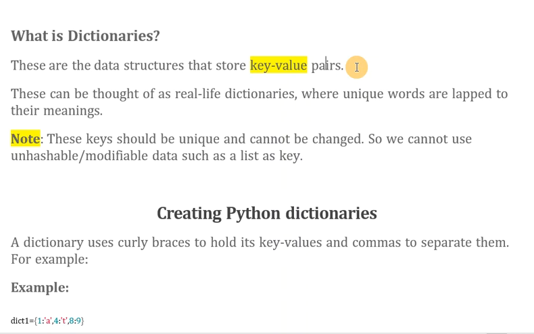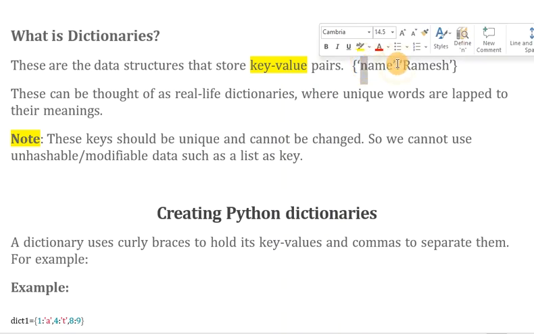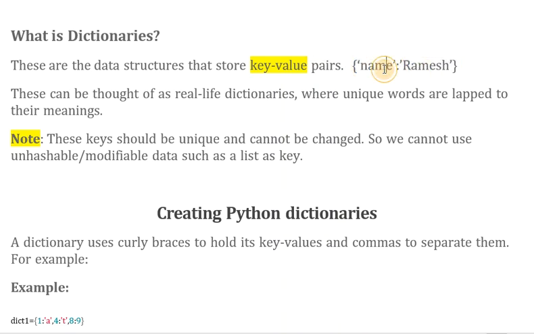So in the dictionary, all values come in key-value pairs. What does key-value mean? Let's suppose we have one key, like name, and I am going to store Ramesh as its value. This is the way we have to store values in the dictionary. Every value is going to have one key.